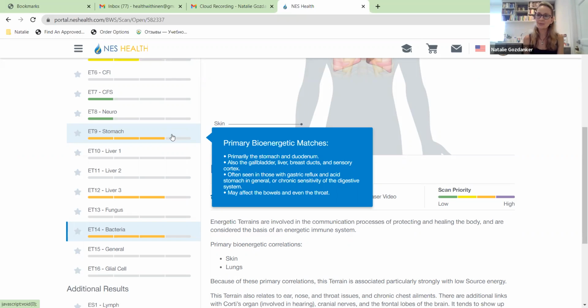And next time we will be discussing the mind-body connection, what can be seen in the mind-body screens of the NES Bioenergetic WellNES system. Thanks again, and see you next time.